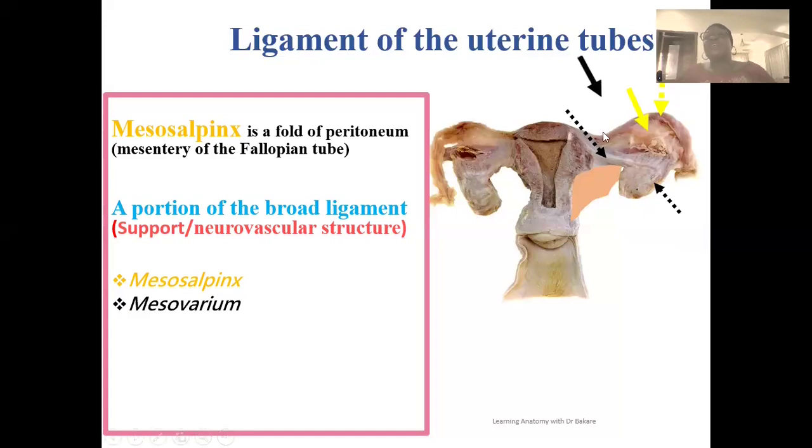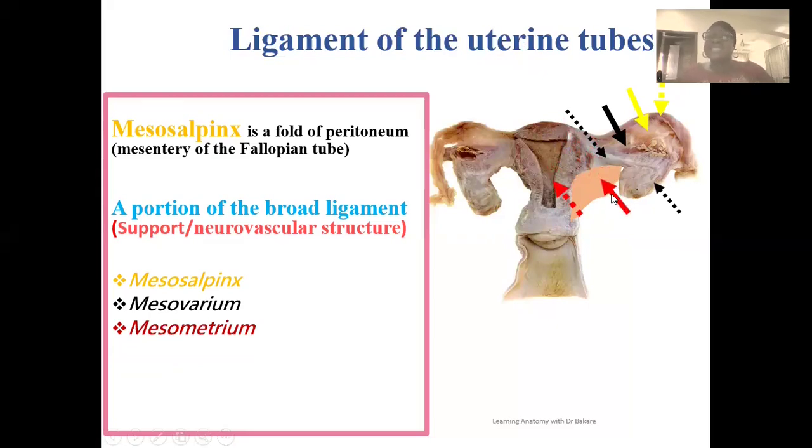Then if you go more superiorly above, we have the mesovarium. This is where we have the mesovarium here, arrowed in black. If you look at the mesovarium at this upper end, and you look at the mesosalpinx, you see that they are connected at this region. And if you go more inferiorly, you have the mesometrium. The mesometrium is the mesentery of the uterus. This is where we have the uterus here, arrowed in dotted red, and this is the mesentery of the uterus arrowed here in red.